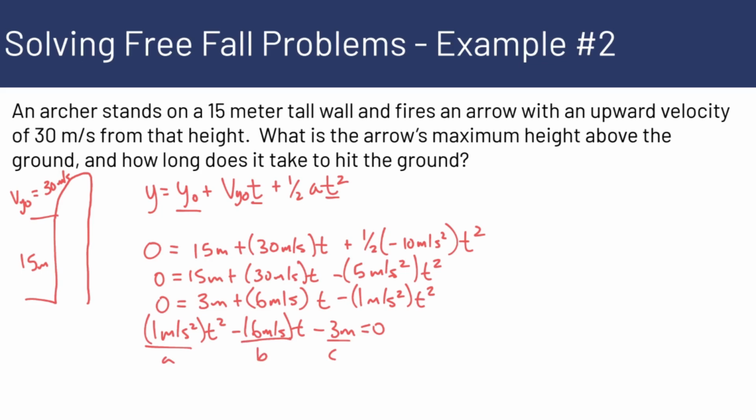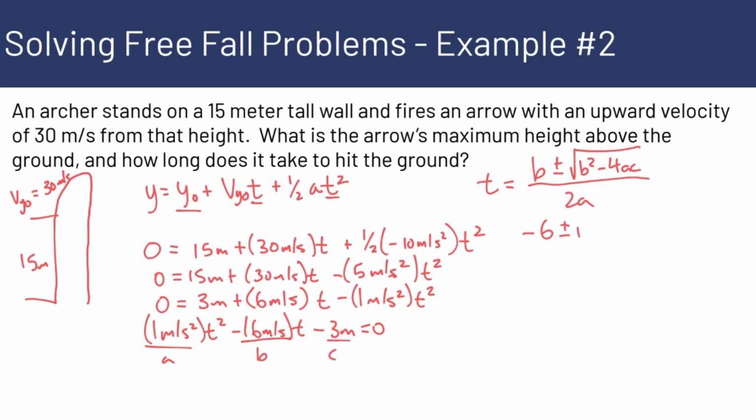So remember that the quadratic formula is negative B plus or minus the square root of B squared minus 4AC, over 2A. And this is solving for t. So this is going to give us our time, t. All right, so let's figure out our time. So we have B, which is minus 6.